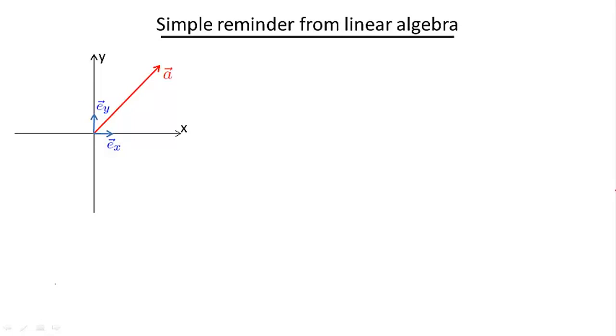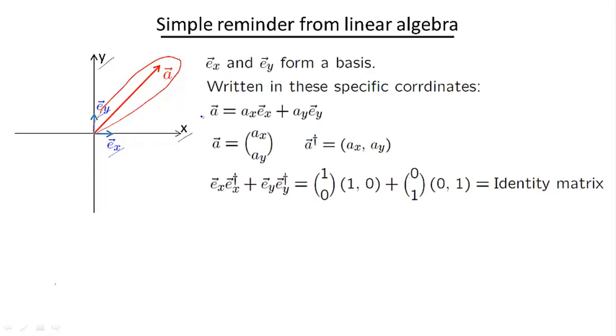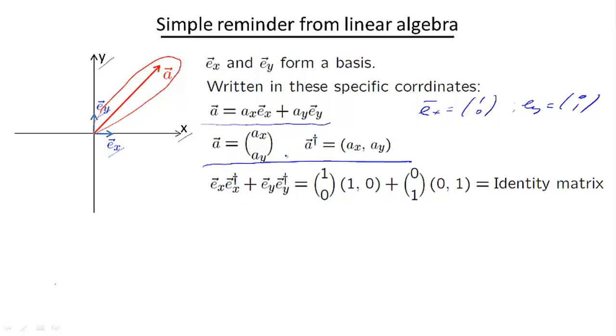So what I have here is simply a planar vector in 2 dimensions, some vector A. And if I have a coordinate system x and y with some unit vectors ex and ey, I can write my vector as a linear combination of these unit vectors. So ex here is (1, 0), and ey is (0, 1). Or I can write it as so. So the vector and its conjugate.